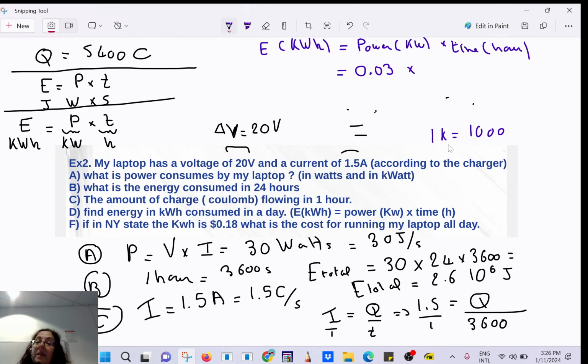If you don't agree, remember that 1 kilowatt is 1,000 watts. So 30 watts is how much? You do 30 divided by 1,000. Do you agree now? In a day, how many hours are there? 24. We will do more problems like this. Times 24, and you get kilowatt hours.